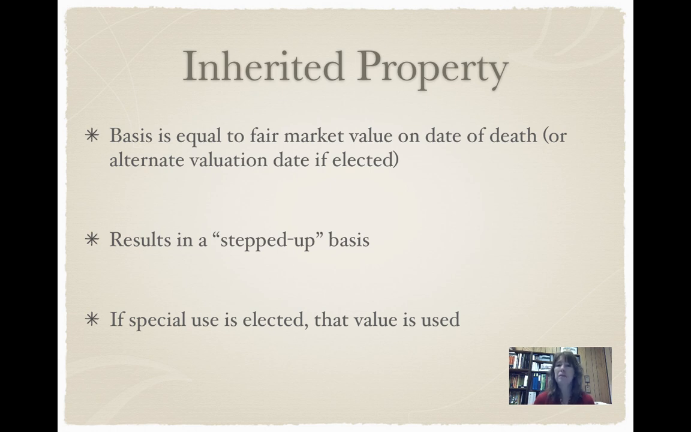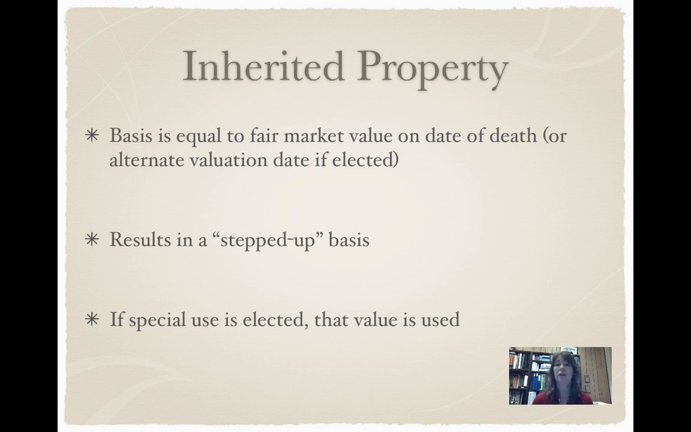So now let's talk about what the basis would be in property that's inherited. The basis in inherited property is equal to the fair market value on the date of death. This is for all assets acquired through an inheritance. The other option is if an alternate valuation date was selected, then all assets would be valued on that alternate valuation date. Some estates that are heavy in assets that change value in a short period of time may find that it's worthwhile to elect the alternate valuation date.